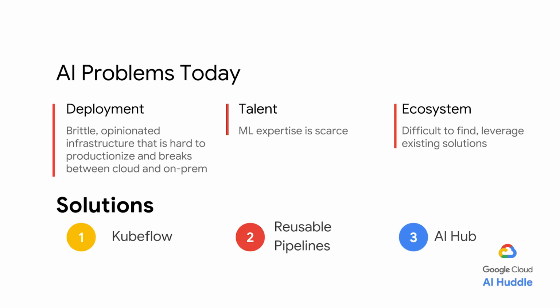So the problems that we see today in AI, at least 3 of them that we are trying to tackle, is deployment, where there are different solutions for different frameworks, and each cloud provider might want you to use their solution for a specific AI problem. And then when you want to go to on-prem or switch between clouds, they usually break or they're not even supported.